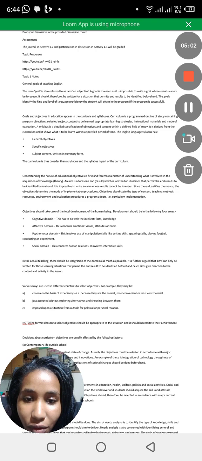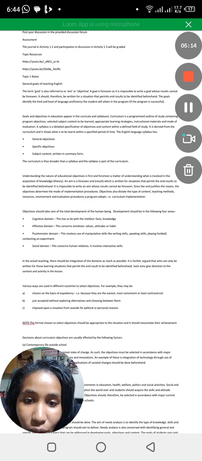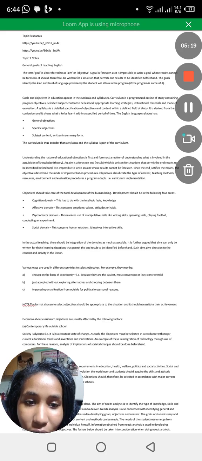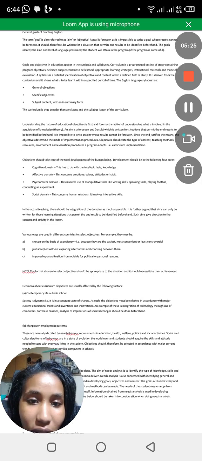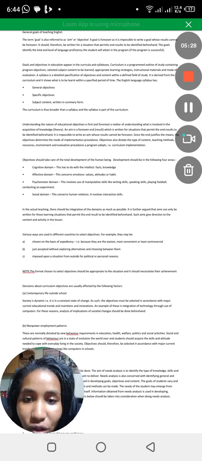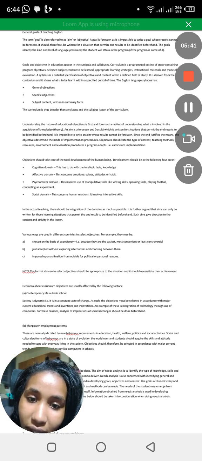Objectives should take care of the total development of the human being. Development should be in the following four areas: cognitive domain, affective domain, psychomotor domain, and social domain. Cognitive has to do with intellect, facts, and knowledge. Affective concerns emotions, values, attitudes, or habits. Psychomotor involves use of manipulative skills like writing skills, speaking skills, playing football, conducting an experiment. Social domain concerns human relations. It involves interactive skills. In the actual teaching, there should be integration of the domains as much as possible.